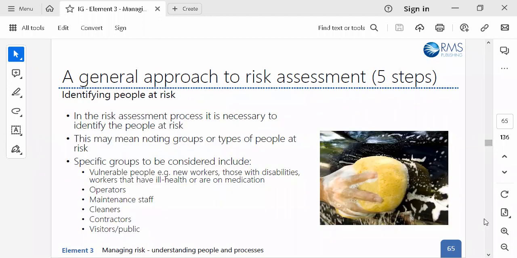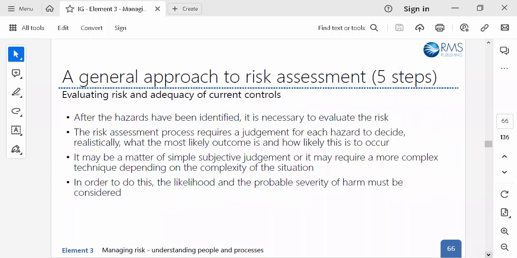Then evaluating the risk, the third step: evaluating the risk and adequacy of current control. After the hazards have been identified, it is necessary to evaluate the risk from those hazards. The risk assessment process requires a judgment for each hazard to decide realistically what the most likely outcome is and how likely this is to occur. It may be a matter of simple subjective judgment, or it may require a more complex technique depending on the complexity of the situation. In order to do this, the likelihood and the probable severity of harm must be considered.